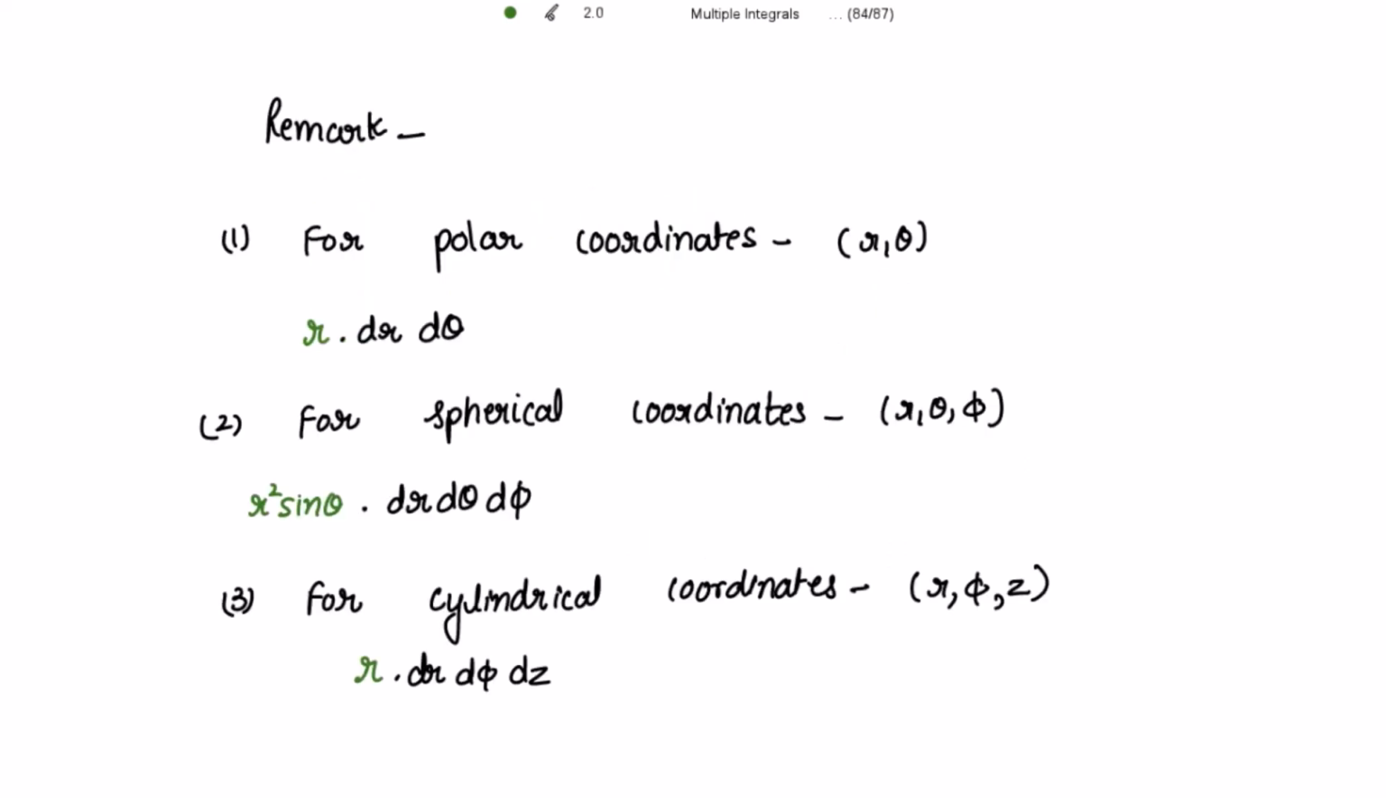First, let's recall the remarks. For polar coordinates r theta, we write r with dr d theta. For spherical coordinates r theta phi, we write r square sine theta with dr d theta d phi. For cylindrical coordinates r phi z, we write r with dr d phi dz. So for polar coordinates and cylindrical coordinates, we write r as the determinant of the Jacobian.